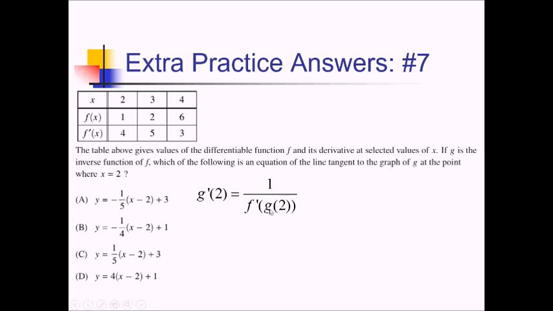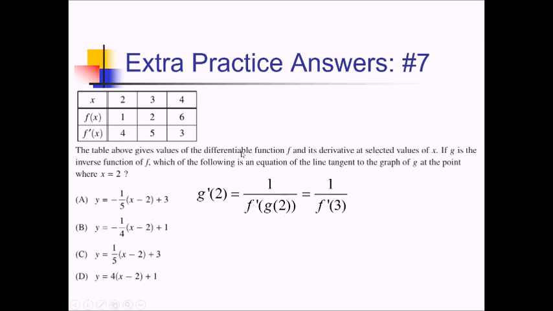Well, that's the number I have to plug into f to get back 2. So looking at my table, I'm basically looking in the f of x row here. This is the output row for the f function. So to get an output of 2, I had to plug 3 in as the input. So that means g of 2 is going to be 3. So I really have a 1 over f prime of 3.